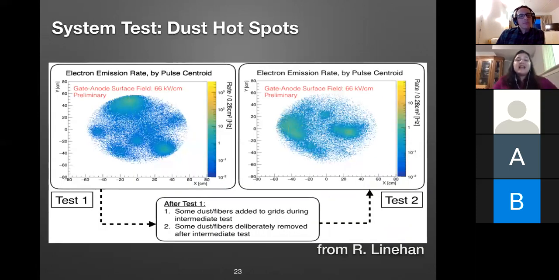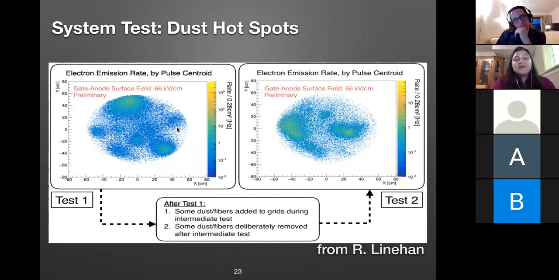The type of thing that happens when we look at these detectors: we purposely put pieces of lint on a grid and turned on the high voltage. And you can see hot spots of where light is coming from. This is where we think we're emitting full electrons that are then making us our luminous signal.